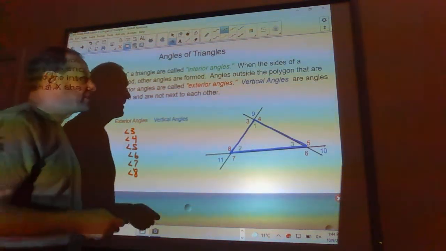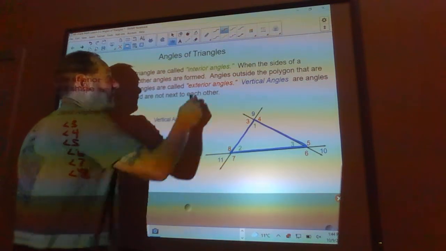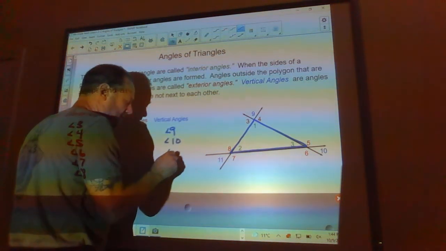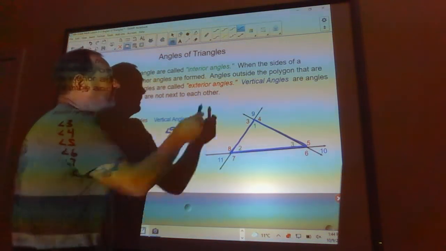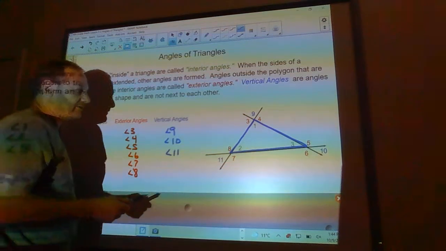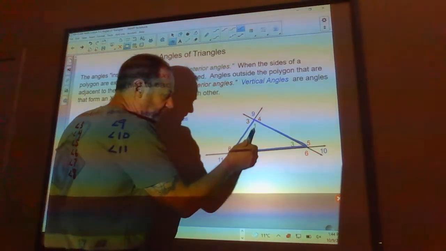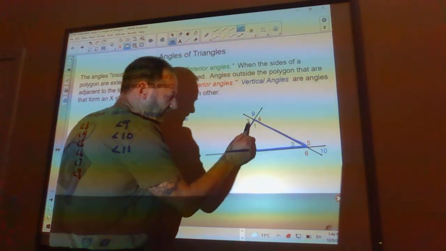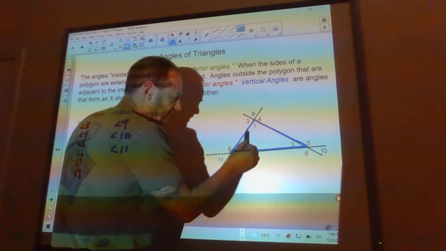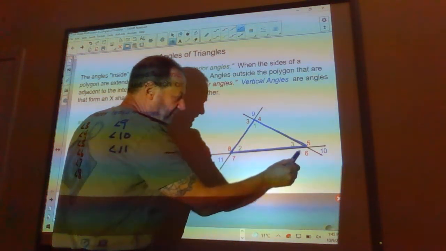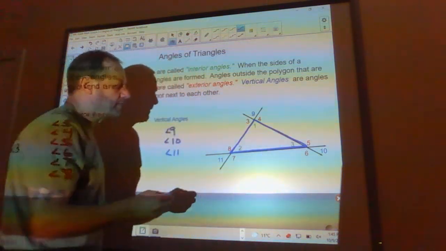So what's different about them from angles 9, 10, and 11? Angles 9, 10, and 11 are the vertical angles. Okay, so here's the difference. The red angles, the exterior angles, they all share a side with the interior angle. So here's the interior angle, angle 1. Angle 3 shares this side right here with angle 1. Angle 8 shares the same side with angle 2. Angle 6 shares this side with angle 3, and so on.